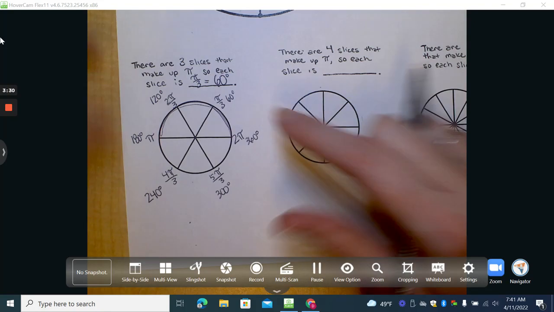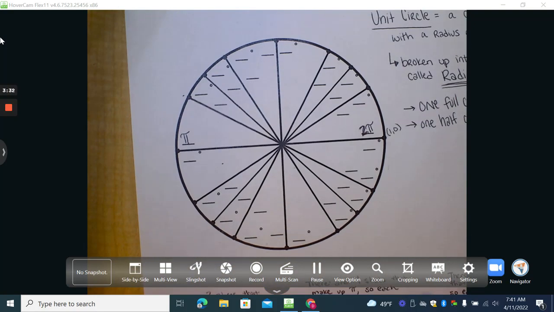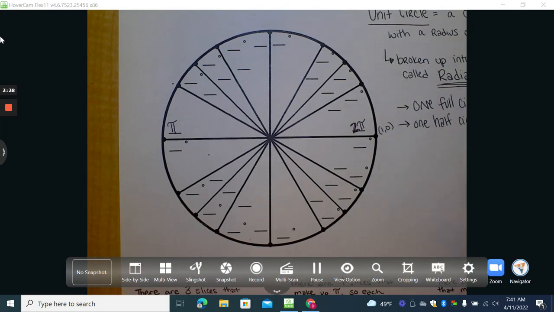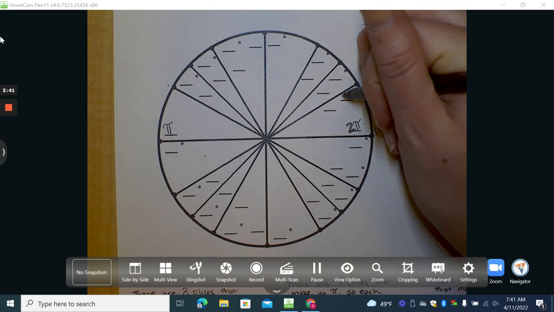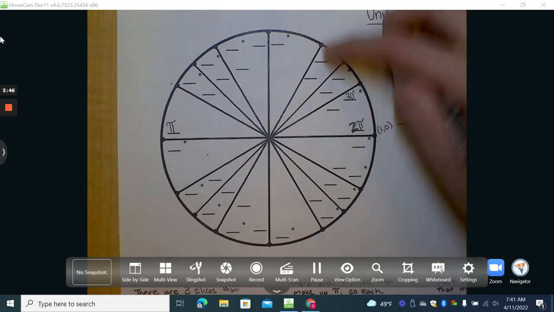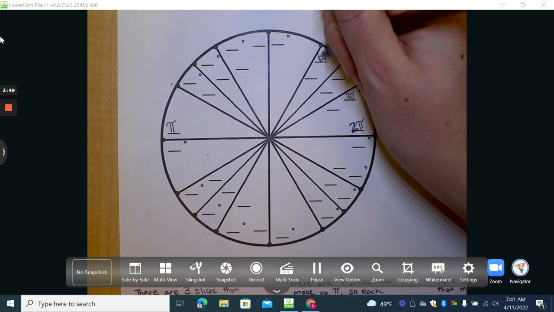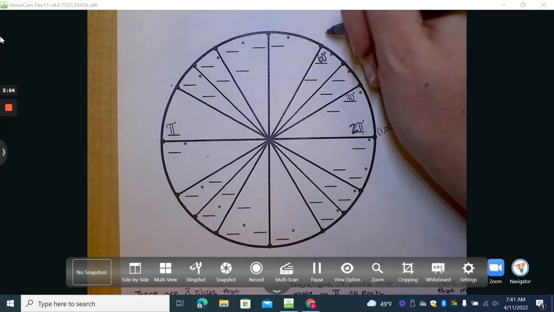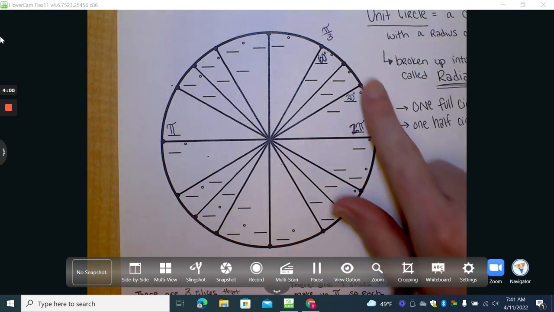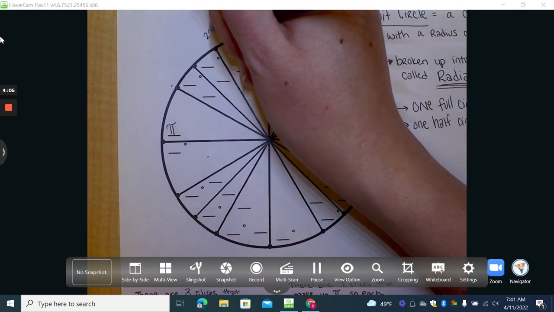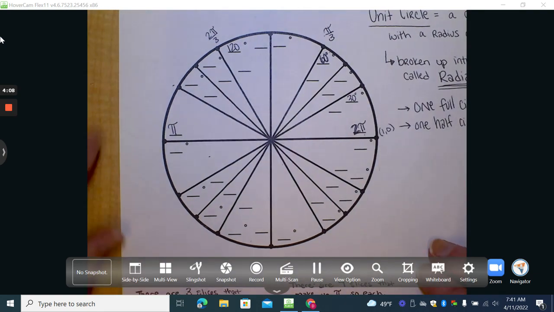Now I'm going to take these and transfer them to my bigger circle so you know exactly where those slices are. Pi over 3 is located in this first slice. This is 60 degrees. 1/3 of the way around my circle is up here. So this is my pi over 3 spot. 120 degrees is over here. And so this is my 2/3 pi spot.